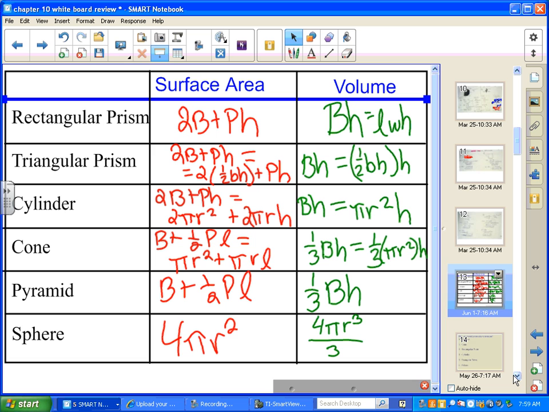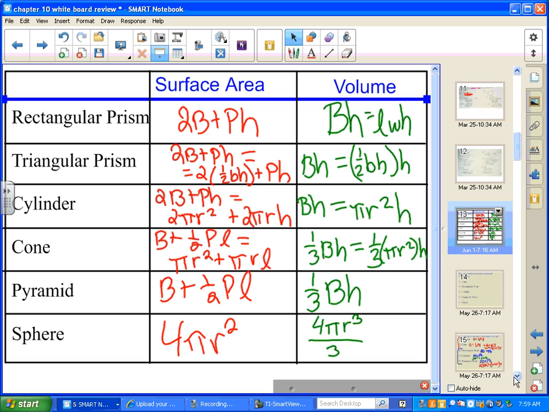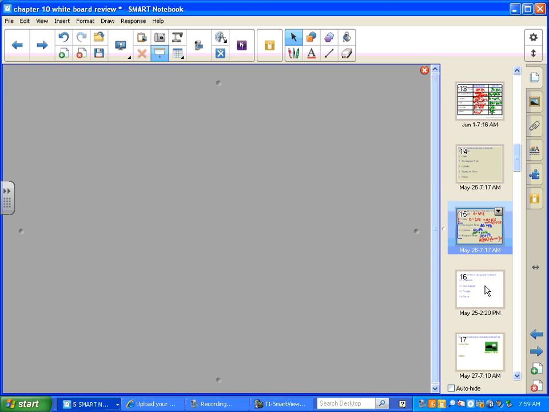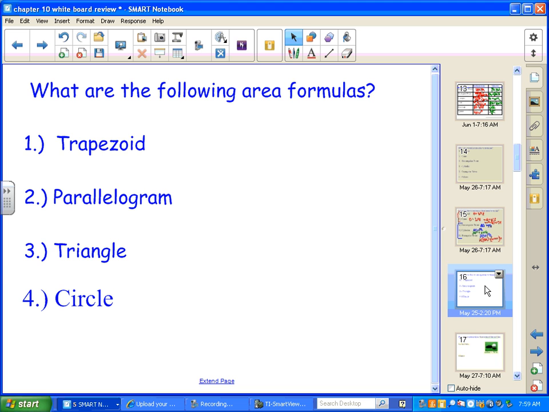Okay, I want you to add on your paper. Underneath that box, I want you to write down trapezoid, parallelogram, triangle, and circle. I want you to just add under that table. Do not continue the table. These are not surface area. This is regular area. Trapezoid, parallelogram, triangle, circle.